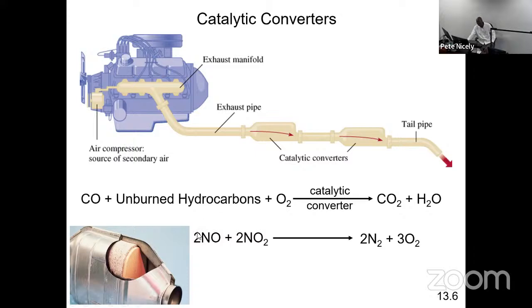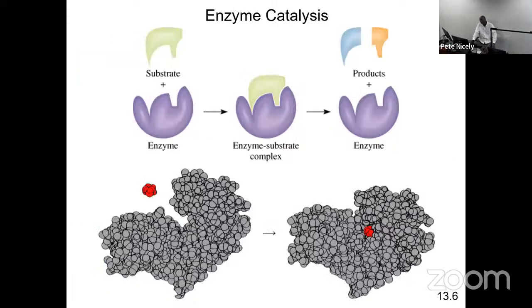Also, some other gases are converted to less harmful gases. Nitrogen monoxide and nitrogen dioxide, which is also toxic, can be converted to less harmful gases as well, using the same materials in the catalytic converter.